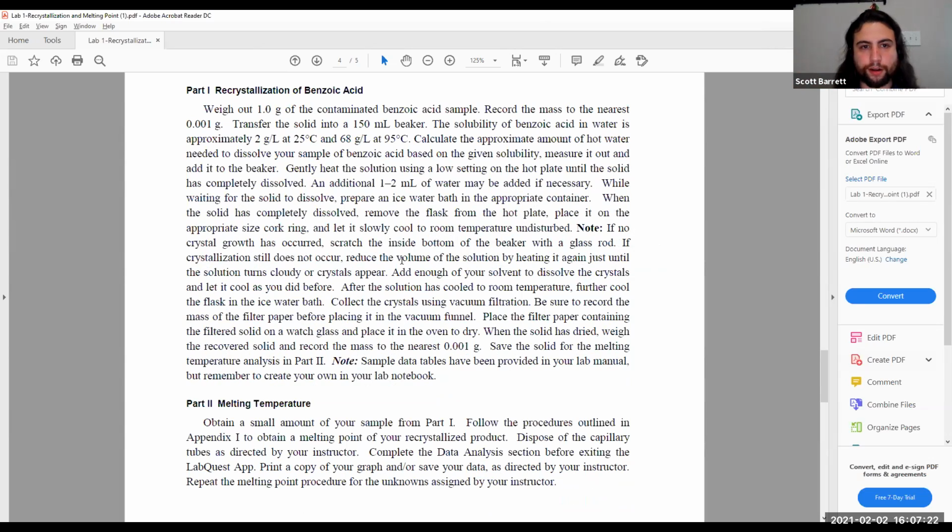And so, yeah, here, if you were to reduce the volume of the solution by heating it again, basically what you're doing is reducing the total amount of water available for the entire solution. And then that would basically decrease the solubility of your benzoic acid because you'd have less liquid in the system to dissolve it. So if you have too much water and you just put in a random amount of benzoic acid, then most likely it'll dissolve. But if you have a very small amount of water, then it'll have a very low chance of dissolving.